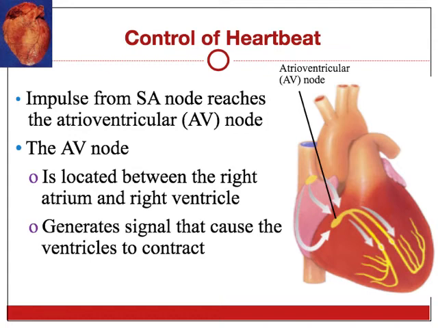And what it does is that signal is sent to another bundle of nerves called the AV node, which is located between the right atrium and the right ventricle. And then this bundle of nerves sends a second signal, and that tells the ventricles to contract. So you can kind of think the SA node tells the atria to contract, and the AV node tells the ventricles to contract.